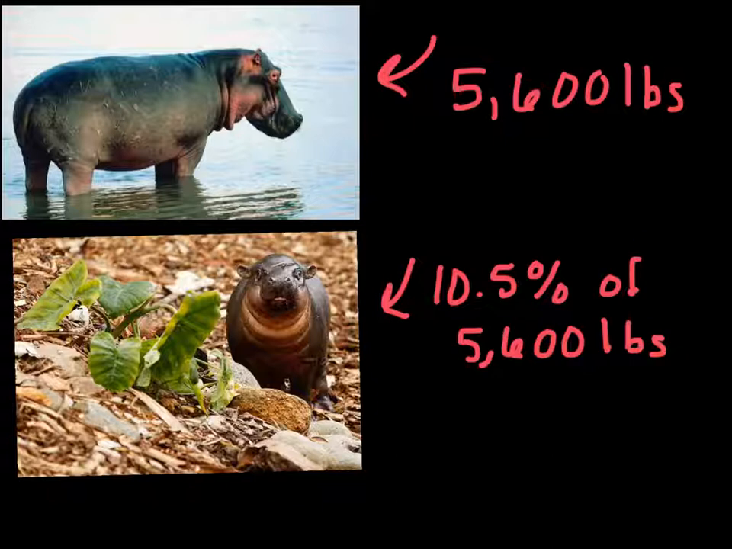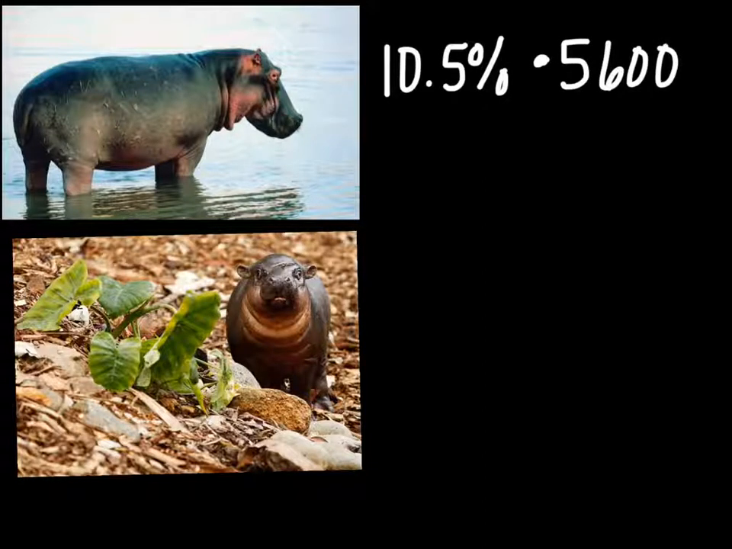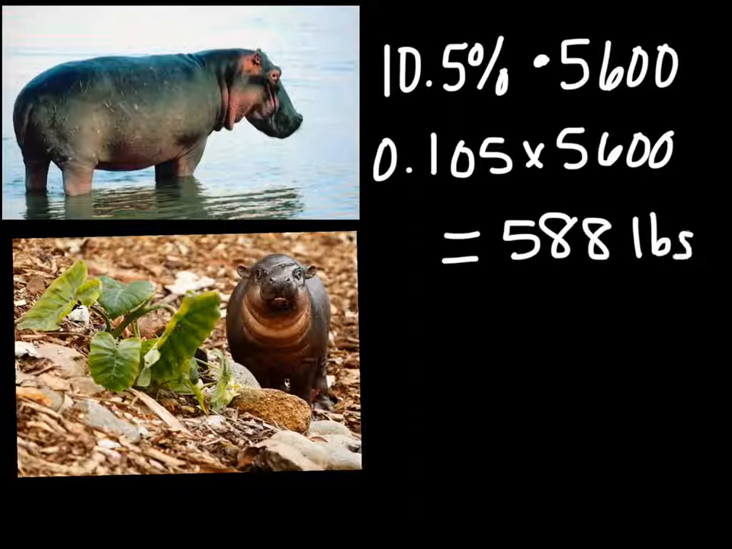Remember, in math, the word "of" is code for multiply. So we can find 10.5% of 5,600 by multiplying those two numbers together. So let's multiply 10.5% by 5,600. Let's first convert our percent into a decimal. And now we can easily multiply 0.105 times 5,600 to get an answer of 588 pounds. So the adult pygmy hippo weighs about 588 pounds. Still pretty big if you ask me.